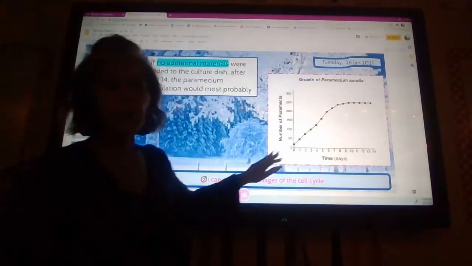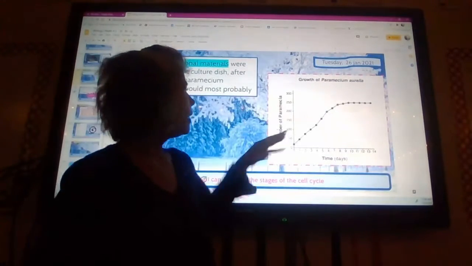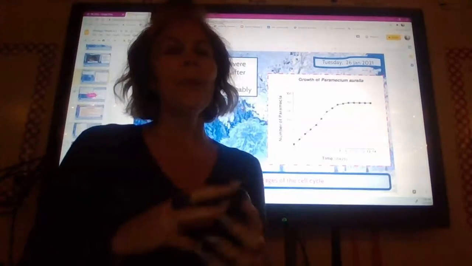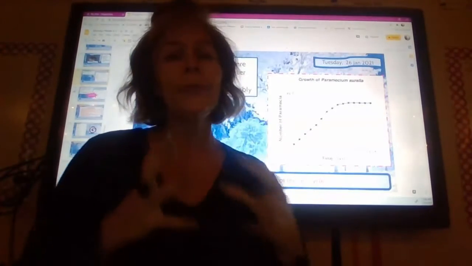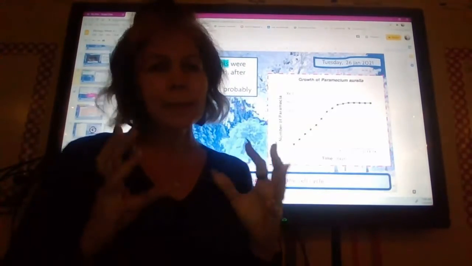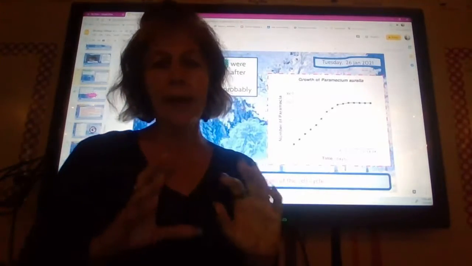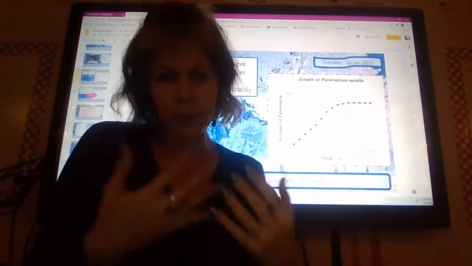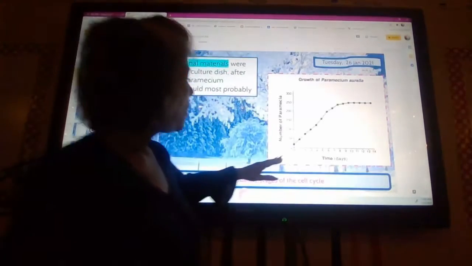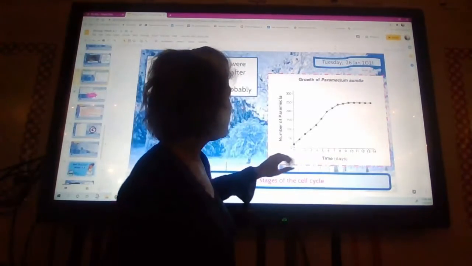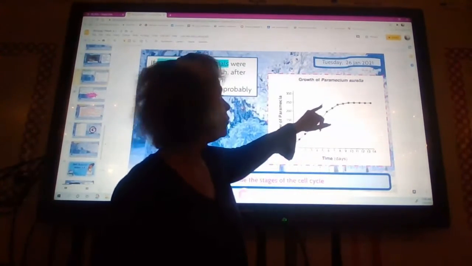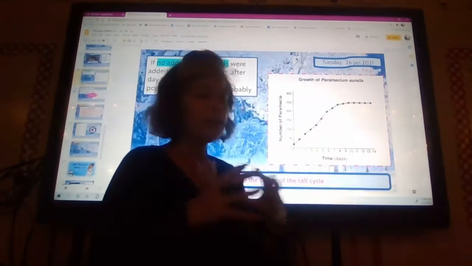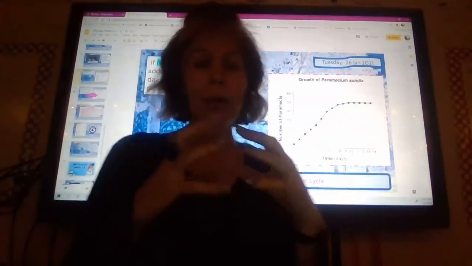You were given this graph and paramecium, and you need to think about that. They're in a petri dish. This is an ecosystem for the paramecium. So basically, you're answering a question as if it was in a whole ecosystem, because the same concepts still apply. Over a 2-week time, you see the population gradually increasing and then it kind of levels off. They're not putting anything new in there.